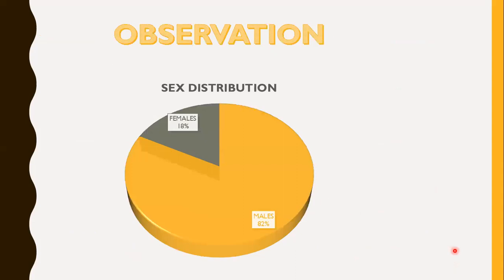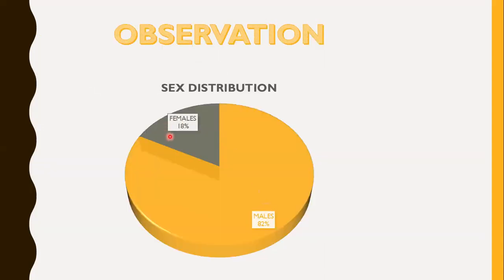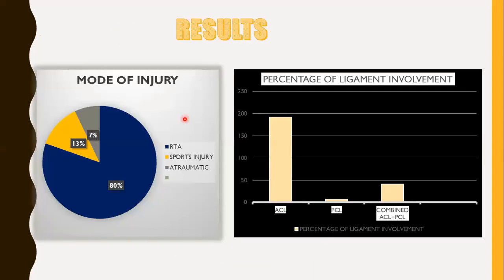Observation: a majority of the patients in this study were males, which constituted 82% as compared to females, which were just 18%. Results: the most common mode of injury was road traffic accidents, followed by sports injury in 13% and atraumatic causes in 17%. Percentage of ligament involvement: ACL was the most commonly involved ligament, followed by combined ligamentous involvement, and the least involved was PCL.